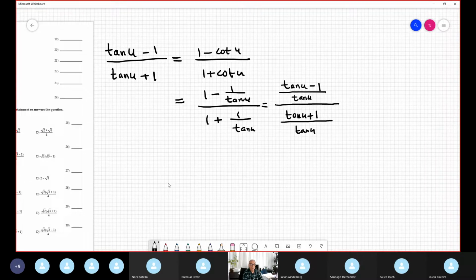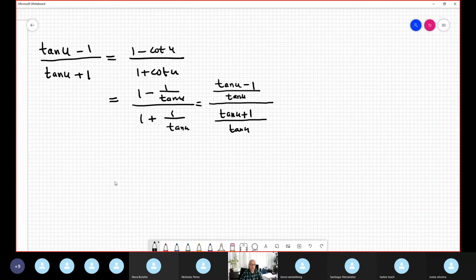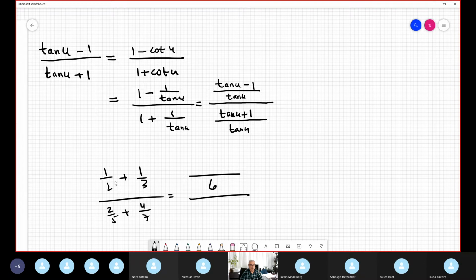Similarly, suppose you have fractions: 1/2 plus 1/3 divided by 2/5 plus 4/7. This is crazy, no? You find the LCD. It's 6, and the top is 3 plus 2. It's the procedure, right? And the bottom is 35, and this is 14 plus 20, something like that, right? And you add. This is the way to face that problem.